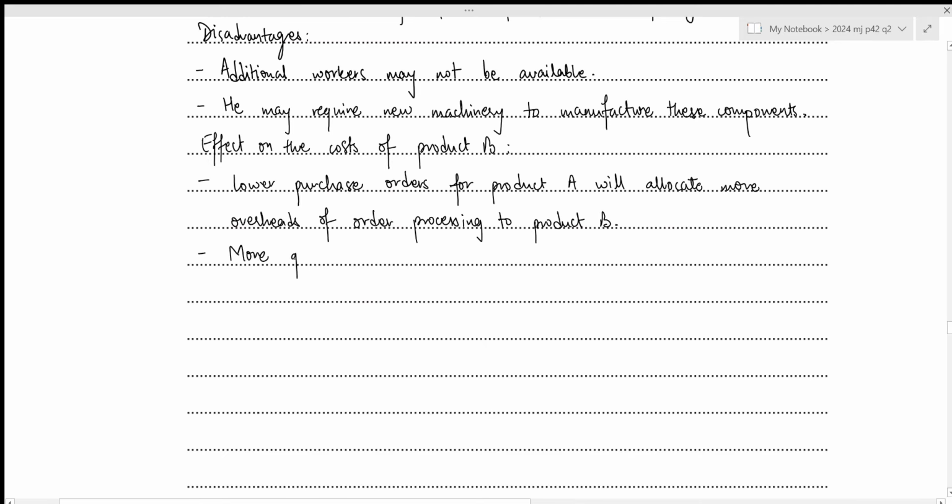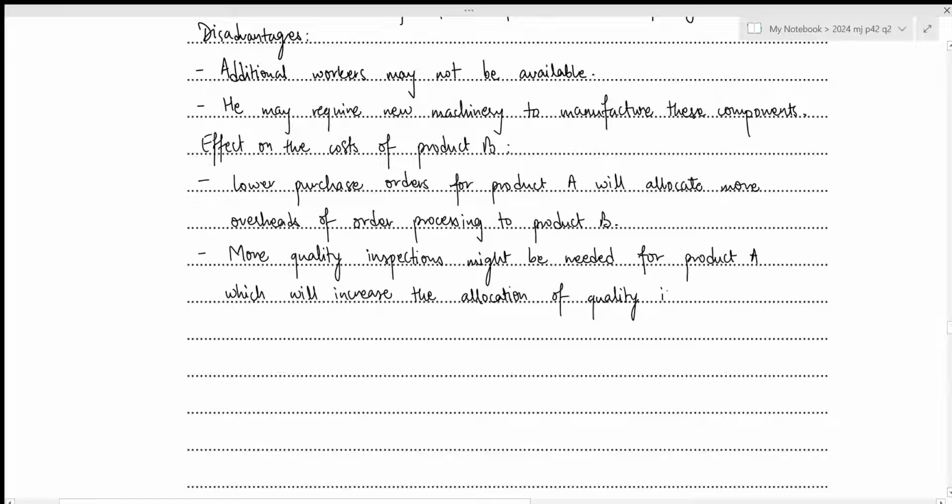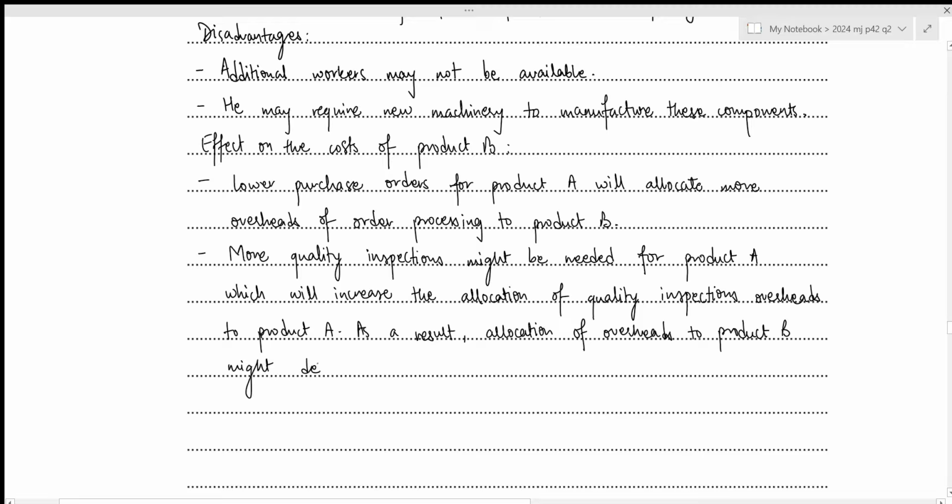More quality inspections might be needed for product A, which will increase the allocation of quality inspections overheads to product A. As a result, allocation of overheads to product B might decrease. Okay, these are all for the effects.